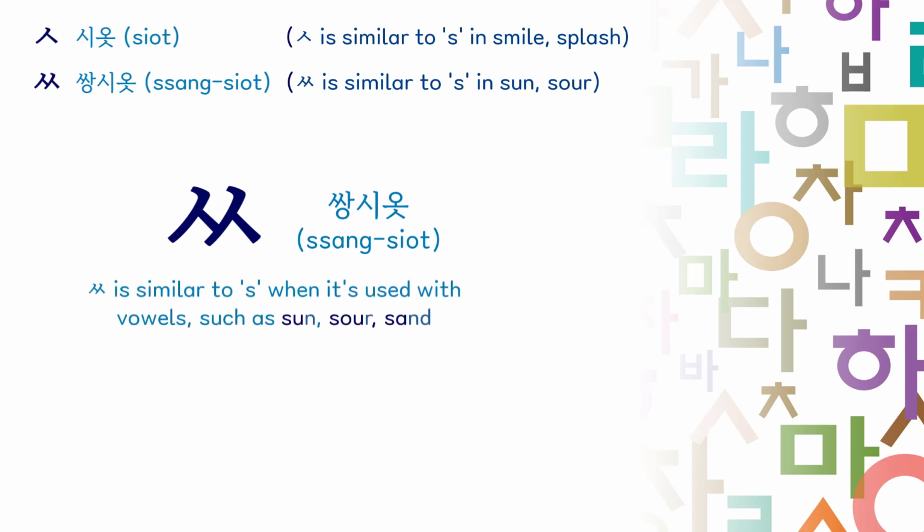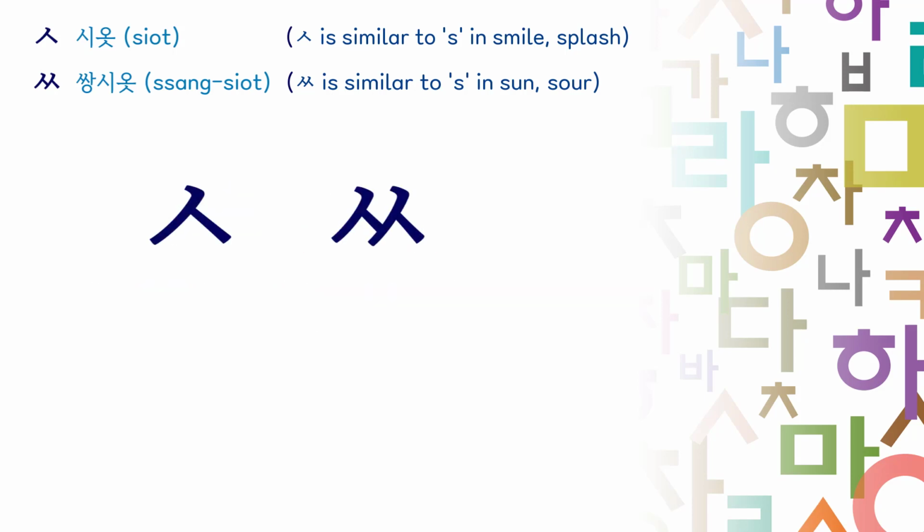And 쌍시옷 is similar to the S sound when S is used with vowels, such as in the words sun, sour, and sand. Listen to the sounds of 시옷 and 쌍시옷 together. s, s, s, s, s, s.